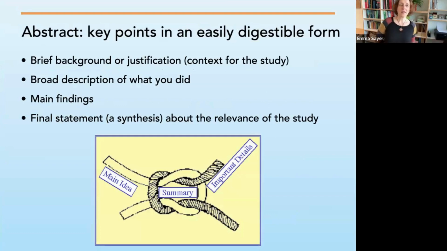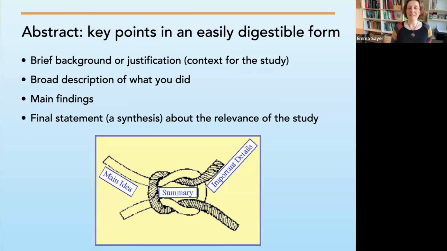And we can think of the abstract as the key points of the paper in an easily digestible form. We usually structure it as a brief background or a justification for the study, so that's the context, and then a broad description of what the study actually is. Is it an experiment? Is it a gradient study? Is it observations? Is it modeling? The main findings, so the most important results, and then usually a final statement showing why the study is relevant.